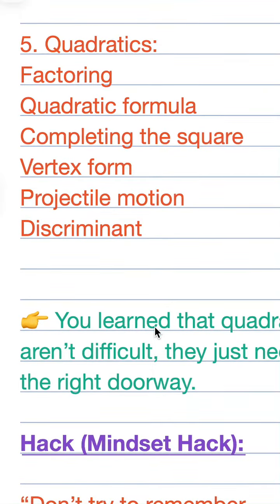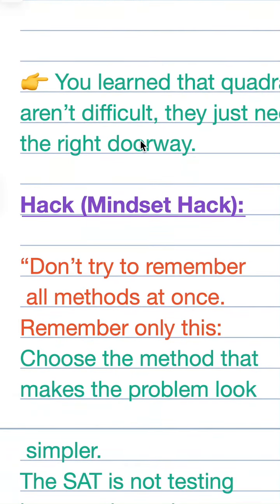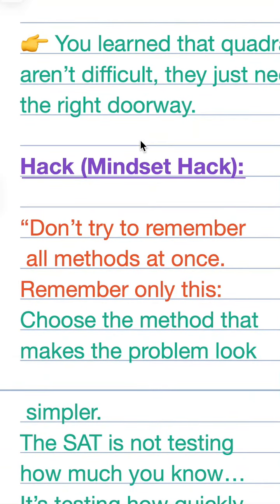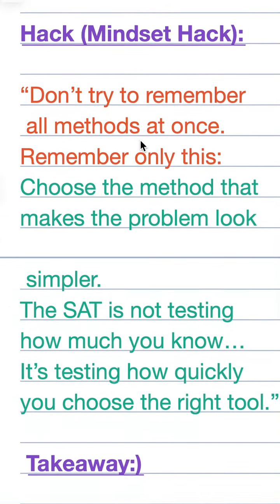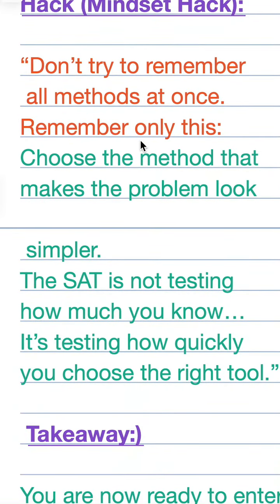Then we learned about quadratic equations: factoring, quadratic formula, completing the square, vertex form, projectile motion, and discriminant. So these are the types of questions you are going to see in quadratics. Then we learned okay, quadratics are not difficult, they just need the right doorway. Now, don't try to remember all methods at once. Take one question of the series at a time and try to do many questions based on that particular concept. Choose the method that makes the problem look simpler.